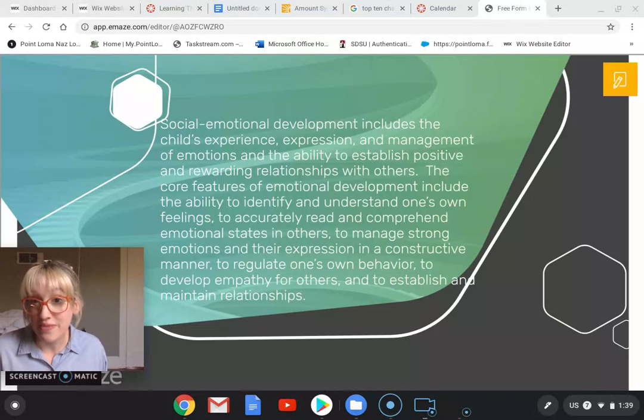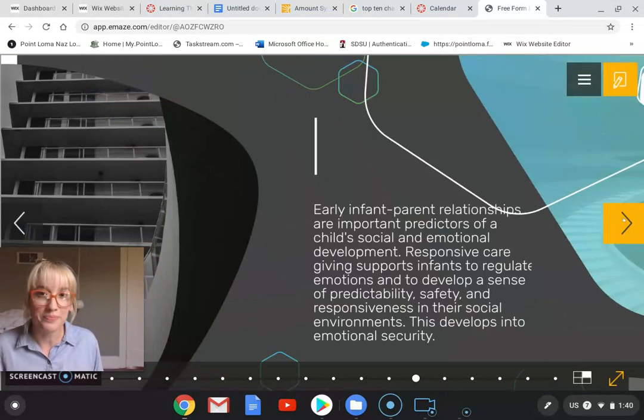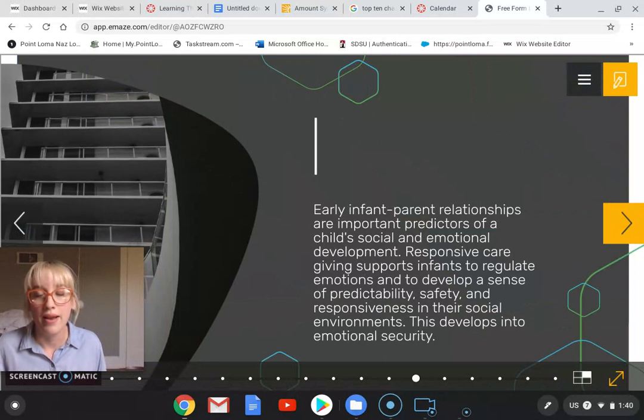The core features of emotional development include the ability to identify and understand one's own feelings, self-regulate, accurately read and comprehend emotional states in others, manage these emotions, express them in a constructive manner, develop empathy for others, and establish and maintain these relationships. So going forward, some of these terms that we learned about.